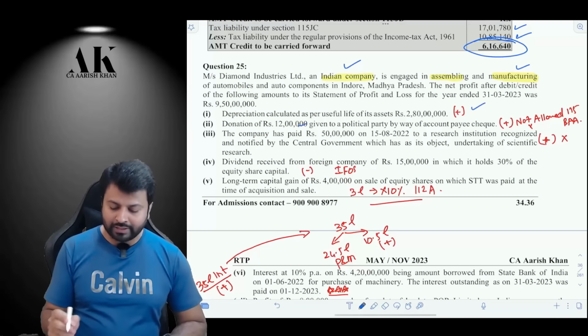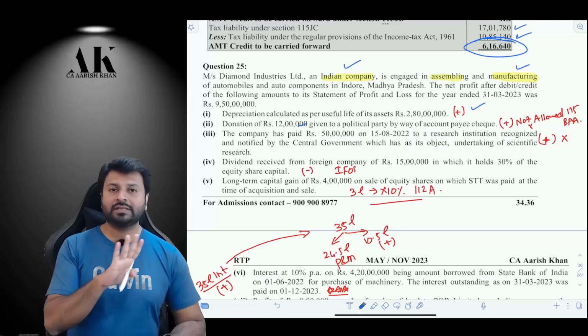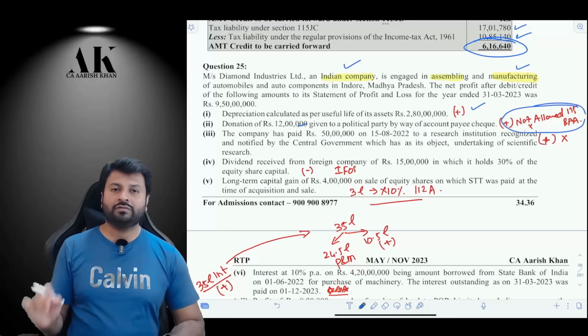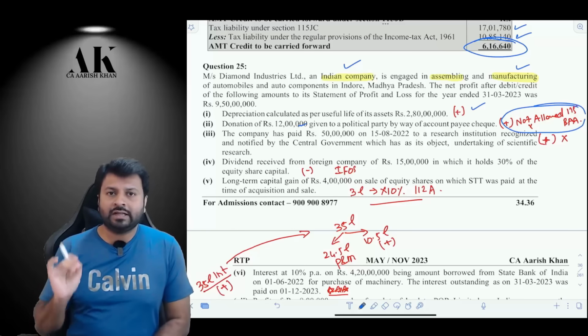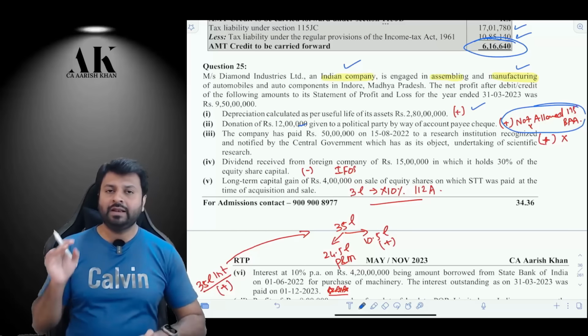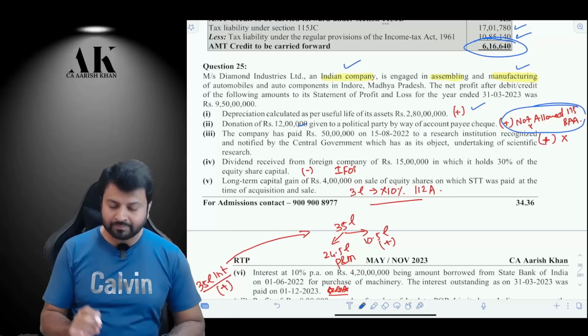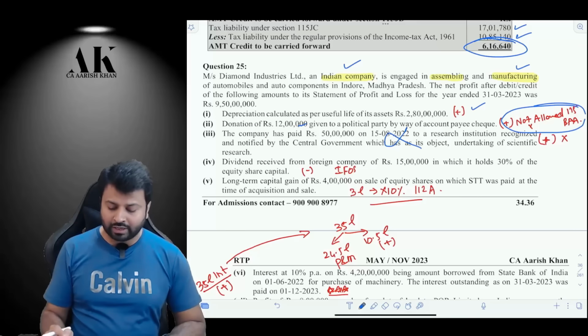Second one is donation to a political party. You will add this back to PGBP income, and while computing the total income under Chapter VI-A, you will not reduce it, because in 115BAA you do not get the deduction of 80GGB. 80GGB is not available. In 115BAA, only 80JJAA is available and 80M is available. So you will not take the deduction of this particular adjustment in Chapter VI-A. Next, donation to a certain scientific research association is not available in 115BAA, so you have to add this back. It is not allowed under 115BAA.